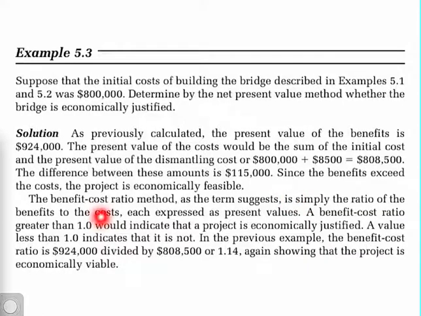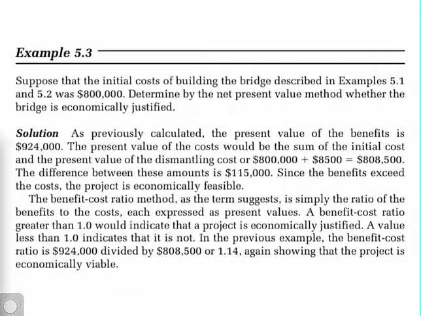Well, the benefit cost ratio, as the term suggests, is simply the ratio of the benefits to the costs, each expressed as present values. A benefit cost ratio greater than 1 indicates the project is economically justified. If the value is less than 1, then it is not.